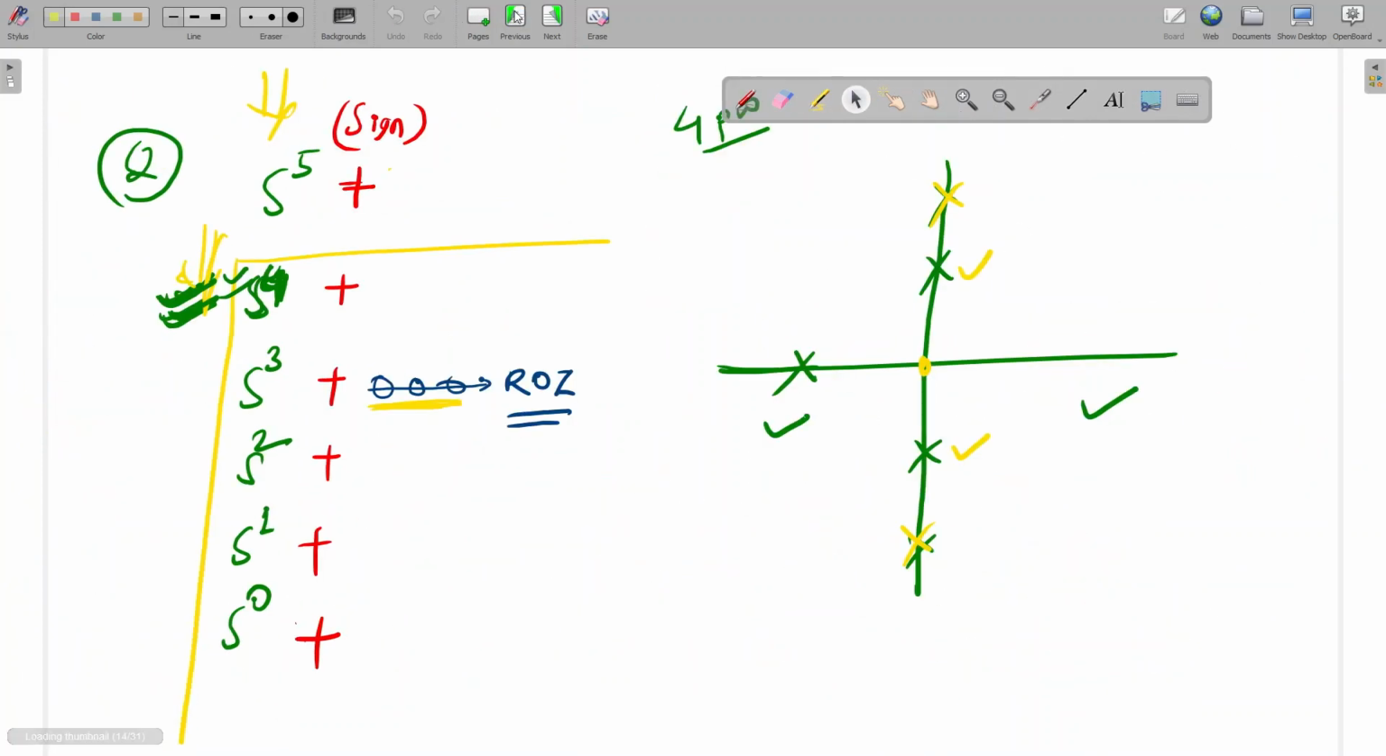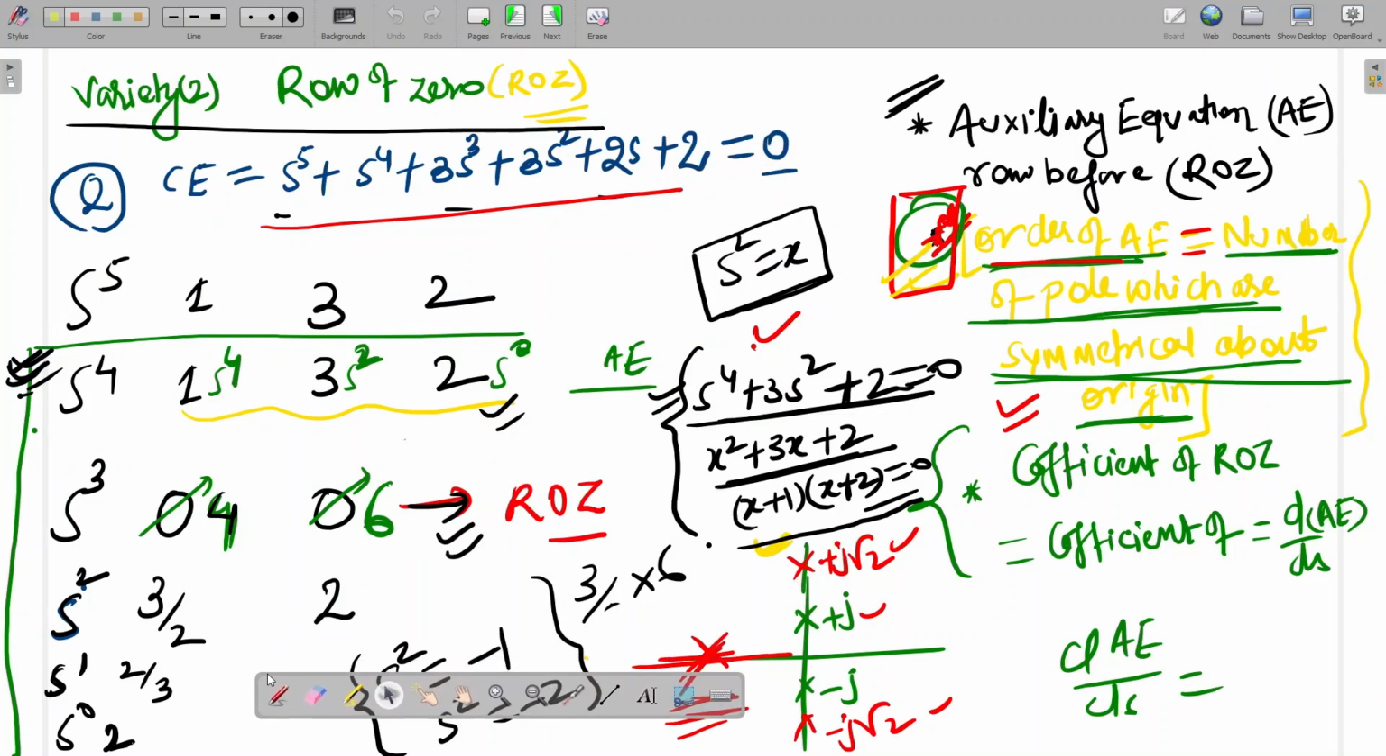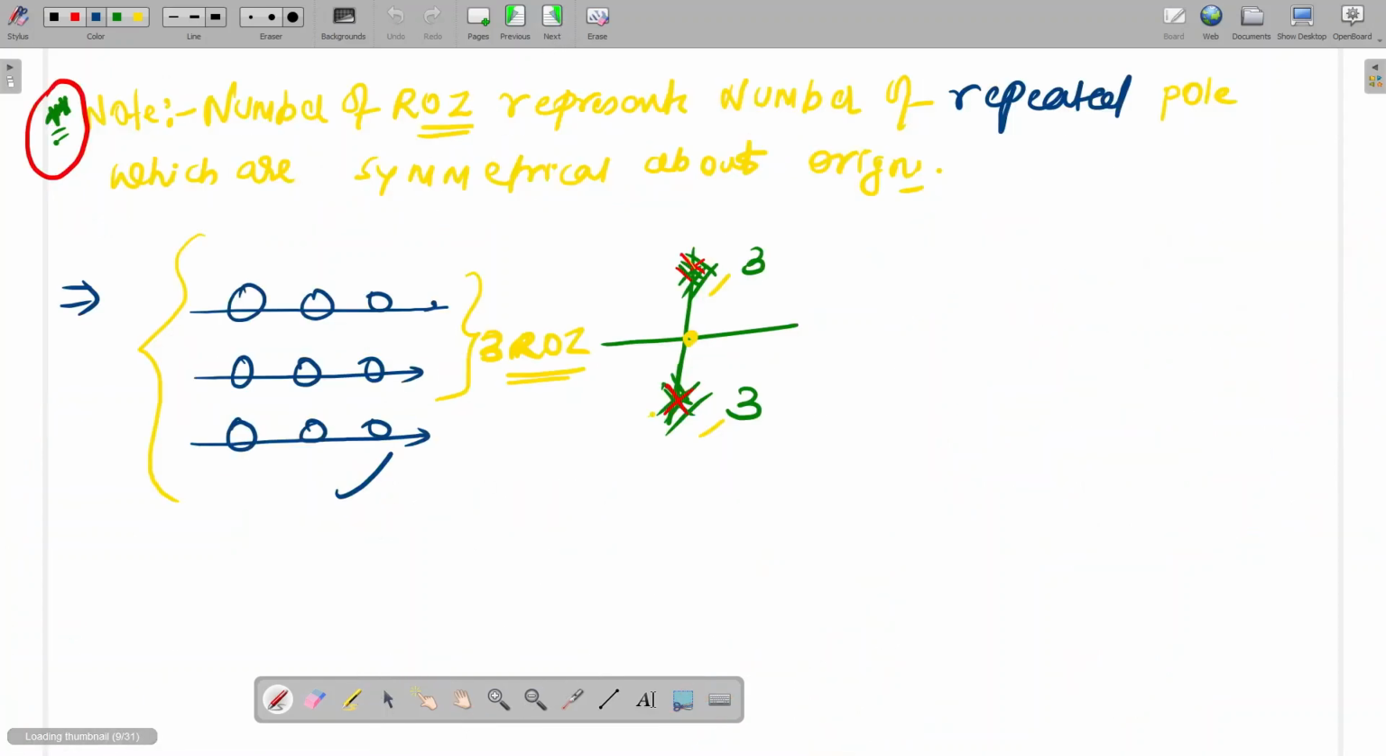If you see these questions, when a row of zero comes, our auxiliary equation comes just before the row of zero. So this is our row of zero, and the auxiliary equation we are getting here. This is a very important point: the order of the auxiliary equation is equal to the number of poles which are symmetrical about the origin. Based on this only we can solve all the questions with a row of zero. And this is one more important point.